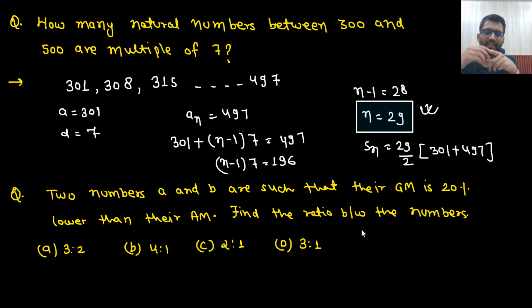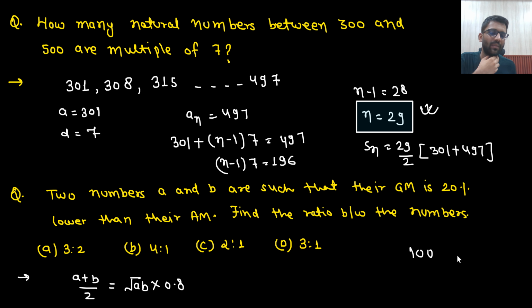Now let's see what they are saying. Two numbers A and B are such that their GM is 20% lower than their AM. Find the ratio between the numbers. So this is their AM and this is their GM. So GM is 20% lower, that means GM is 80% of AM. Are you getting this point?